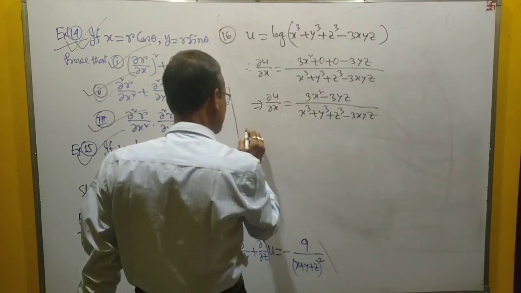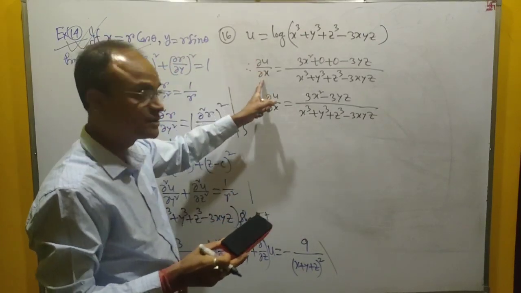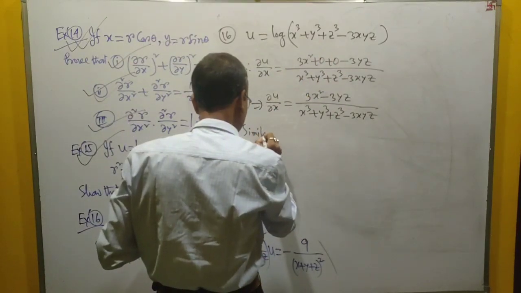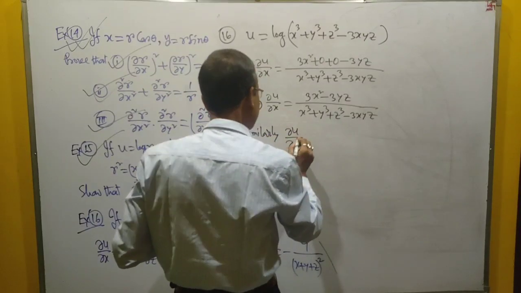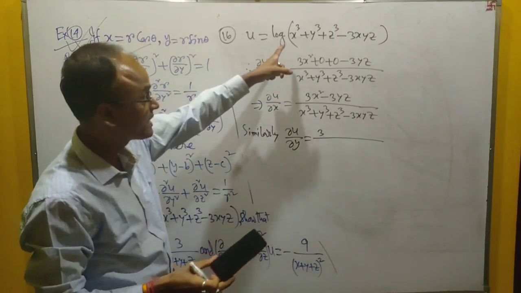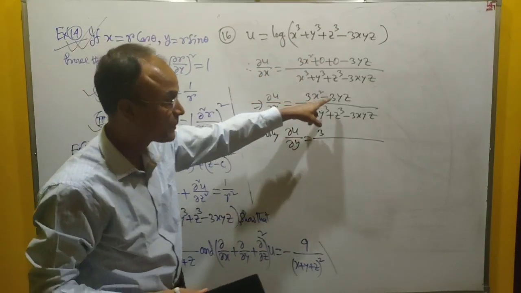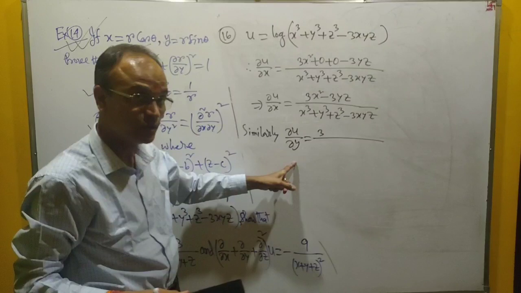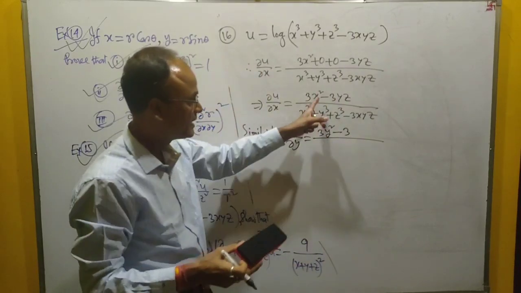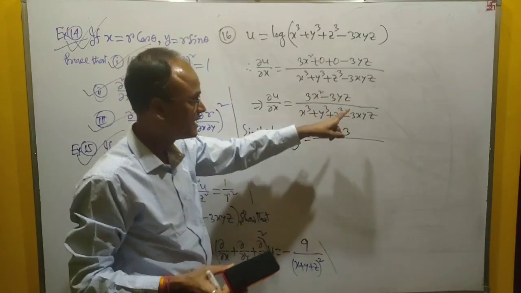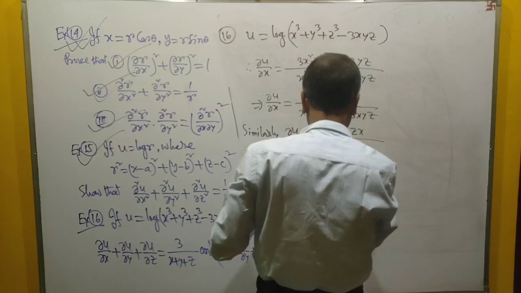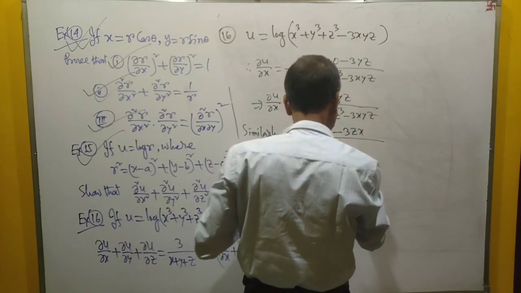Similarly, del u by del x means differentiating this log partially with respect to x. Similarly, if you differentiate partially with respect to y, you will get 3 times of y square minus 3 times of the other two variables. If you differentiate partially with respect to x, you get thrice x square minus thrice yz. It is a function of x, y and z, so 3 times of other two variables, here 3 times of yz, it will definitely be zx. And in the denominator you will get the same thing.